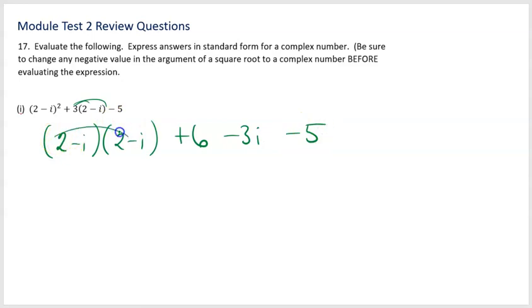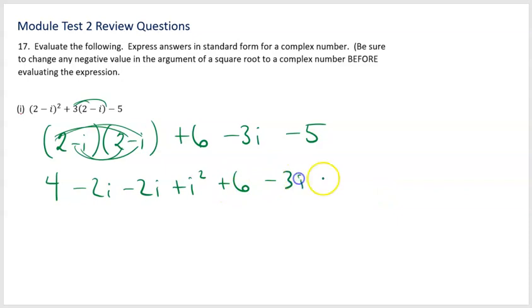So I'm going to FOIL here. 2 times 2 is 4. 2 times negative i is negative 2i. Negative i times 2 is another negative 2i. Negative i times negative i is plus i squared. Okay, I'm just recopying the rest of this. But if you wanted to go ahead and say 6 minus 5 is 1, you could.